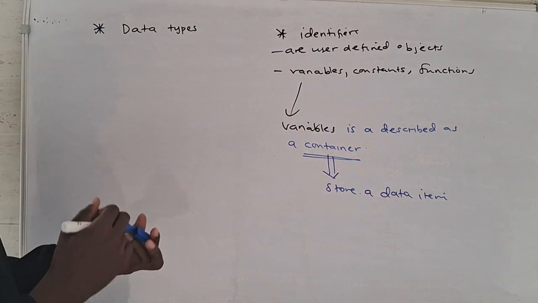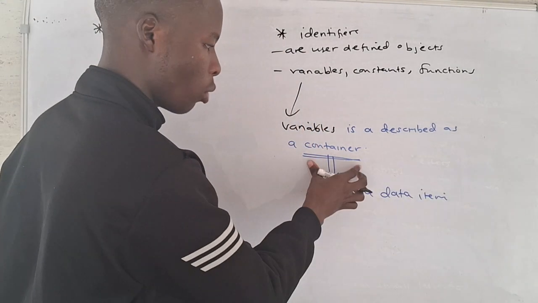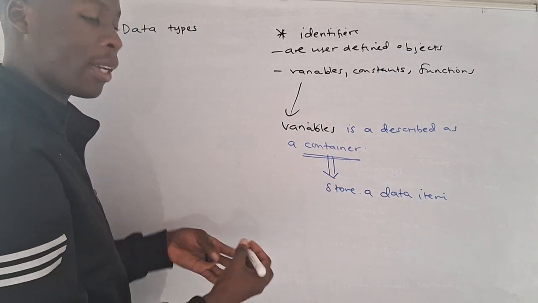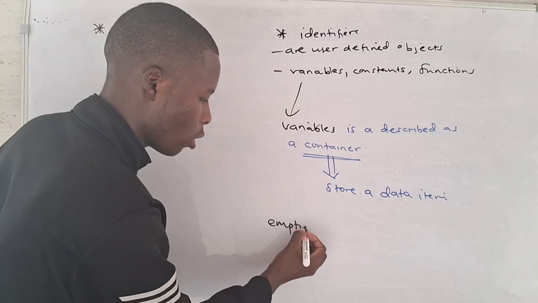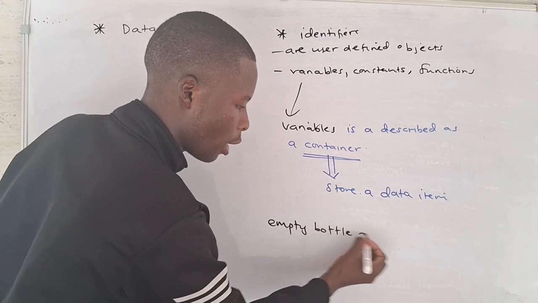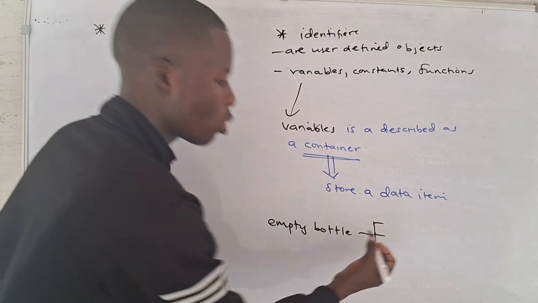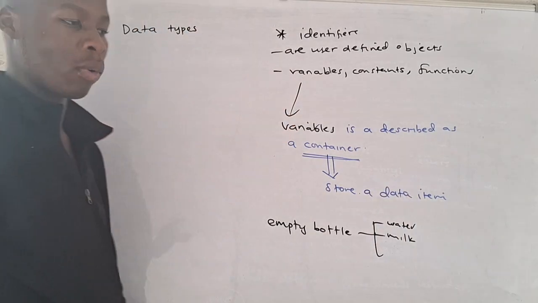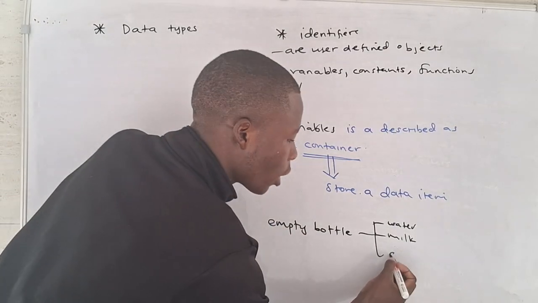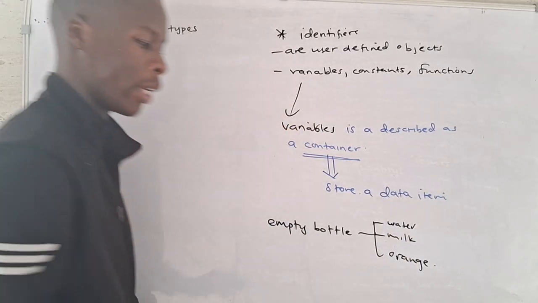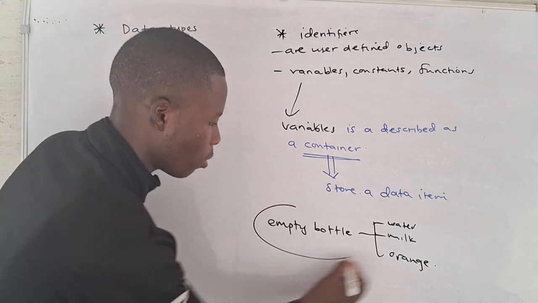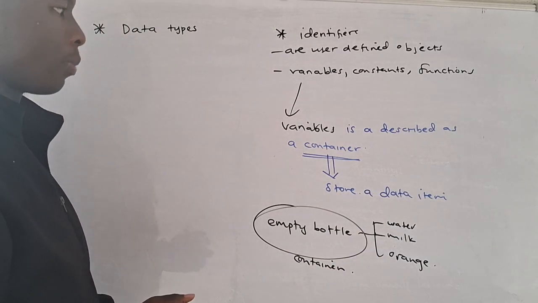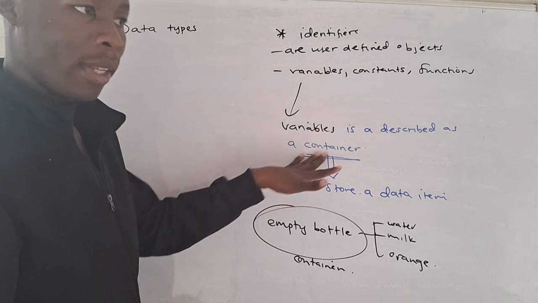Let's say you have a container, an empty bottle. You all know an empty bottle. In an empty bottle, you can store water, you can store milk, you can also store orange juice. Different things you can store. This empty bottle is the container. Likewise, a variable is a container.